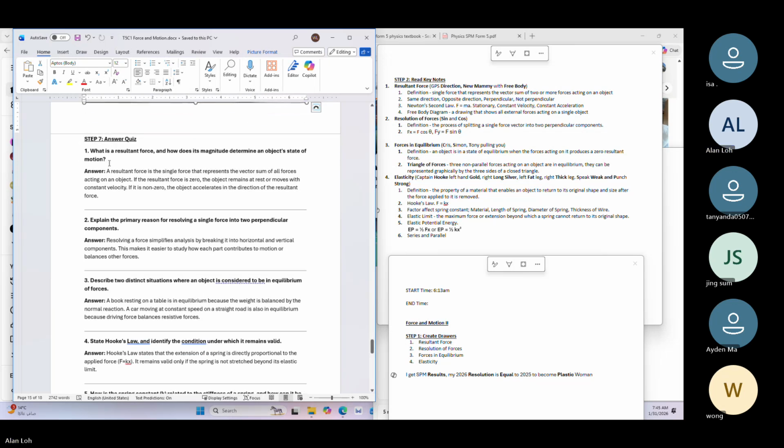Now, how do you do step number 7? You have 10 very short questions and very short answers. That's why I call it a quiz. So for question number 1, you have to read it out by yourself. And then the first thing, ask yourself, which drawer is this?